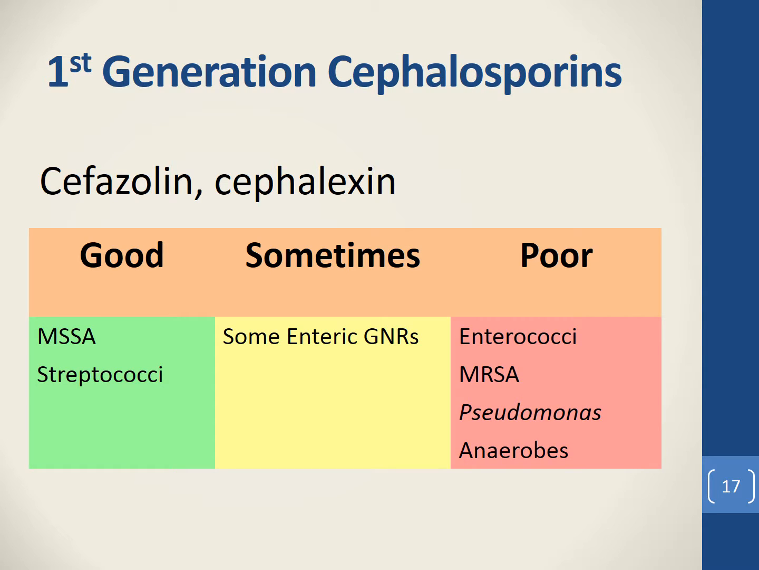So here we go with the first generation cephalosporins. Really the two hallmark ones that you'll see most often is cefazolin, which is an IV formulation, and cephalexin, which is an oral formulation. These are great agents to use for skin infections, or in the case of cefazolin, to prevent surgical site infection. Probably one of the most widely used surgical prophylaxis antibiotics that you'll see out there.